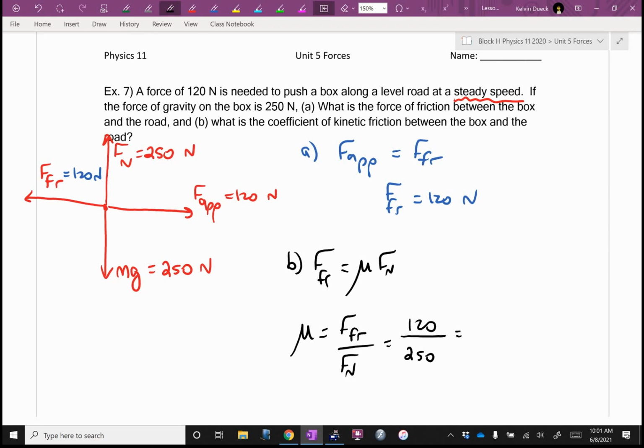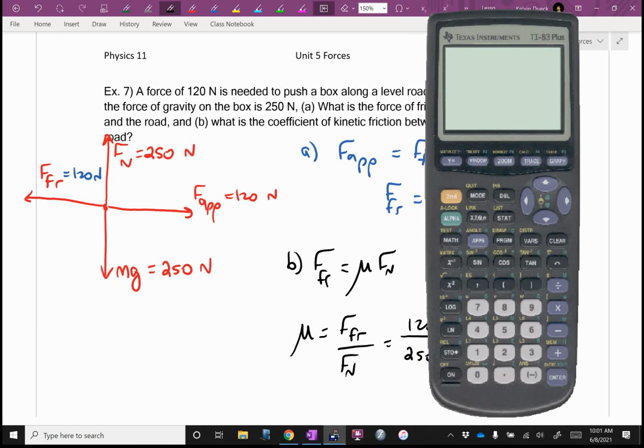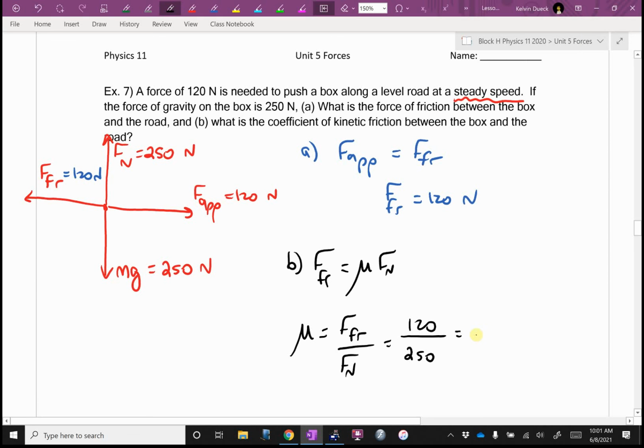No, there is. I'm going to do it on a calculator. 0.48? That's what I got. Oh, I did it wrong. Okay. So again, make sure you're trying these on your calculator to get your wrong mistakes out now, not on the test.